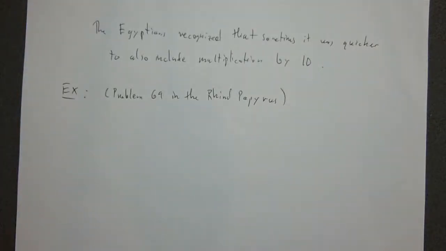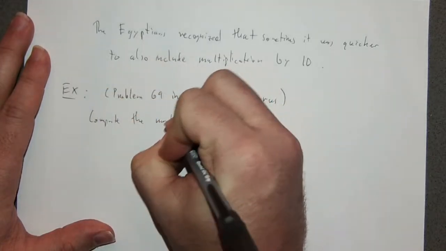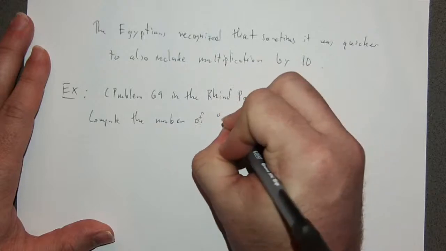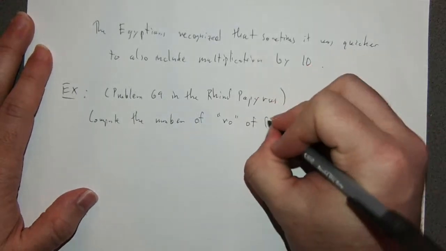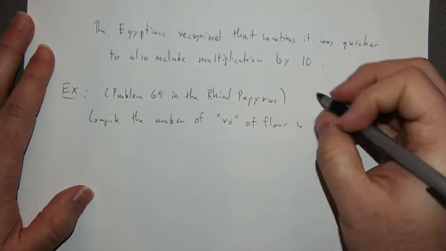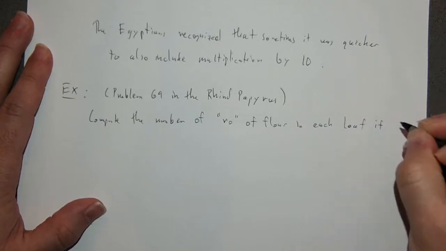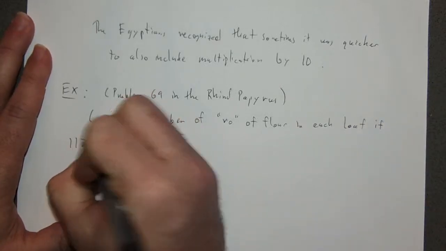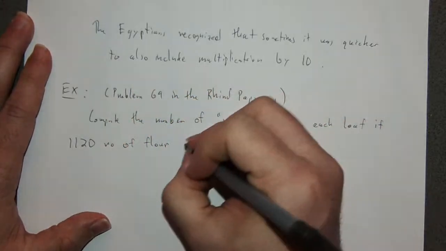This problem asks to calculate the number of ro of flour in each loaf if 1,120 ro of flour is made into 80 loaves. So this is: compute the number of ro of flour in each loaf if 1,120 ro of flour is made into 80 loaves.